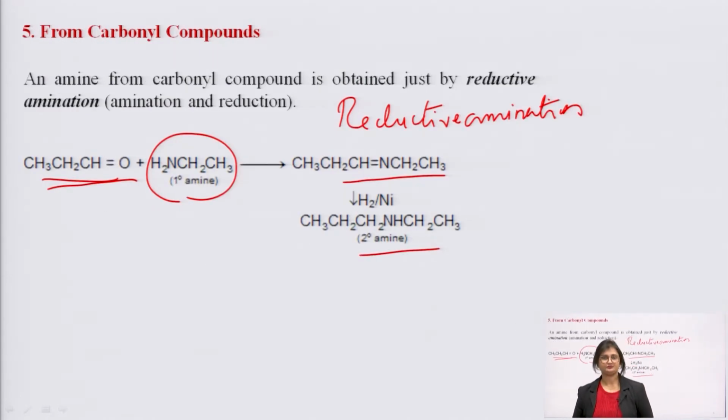Lastly, amines can also be obtained from carbonyl compounds. It is obtained by reductive amination, or amination and reduction, of carbonyl compounds.